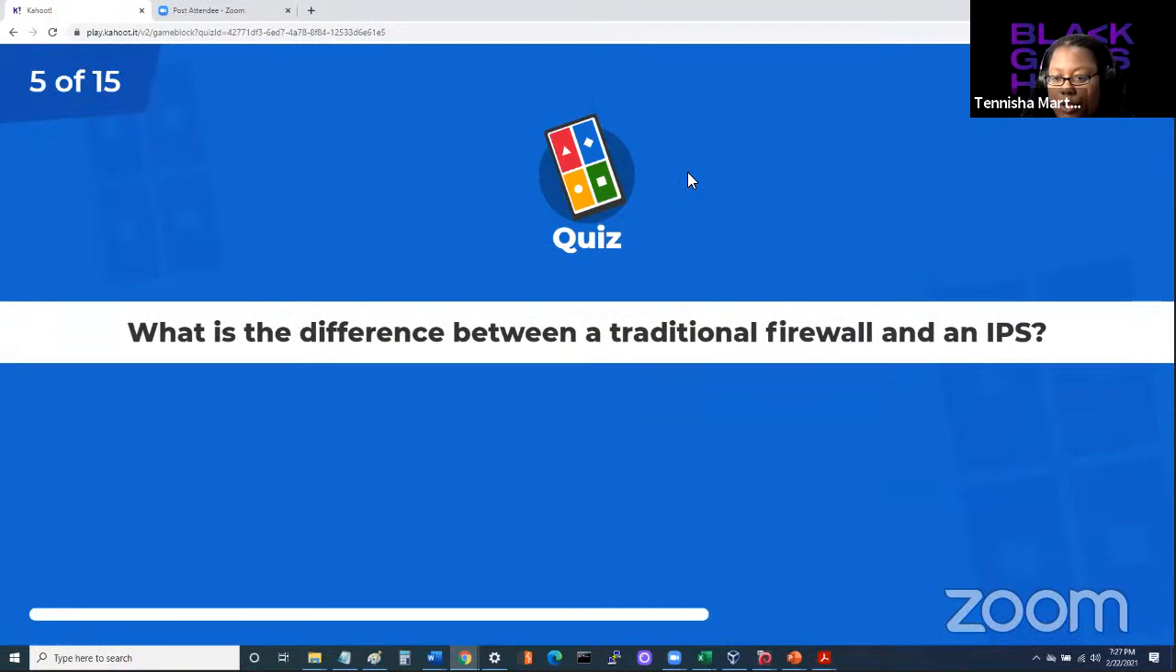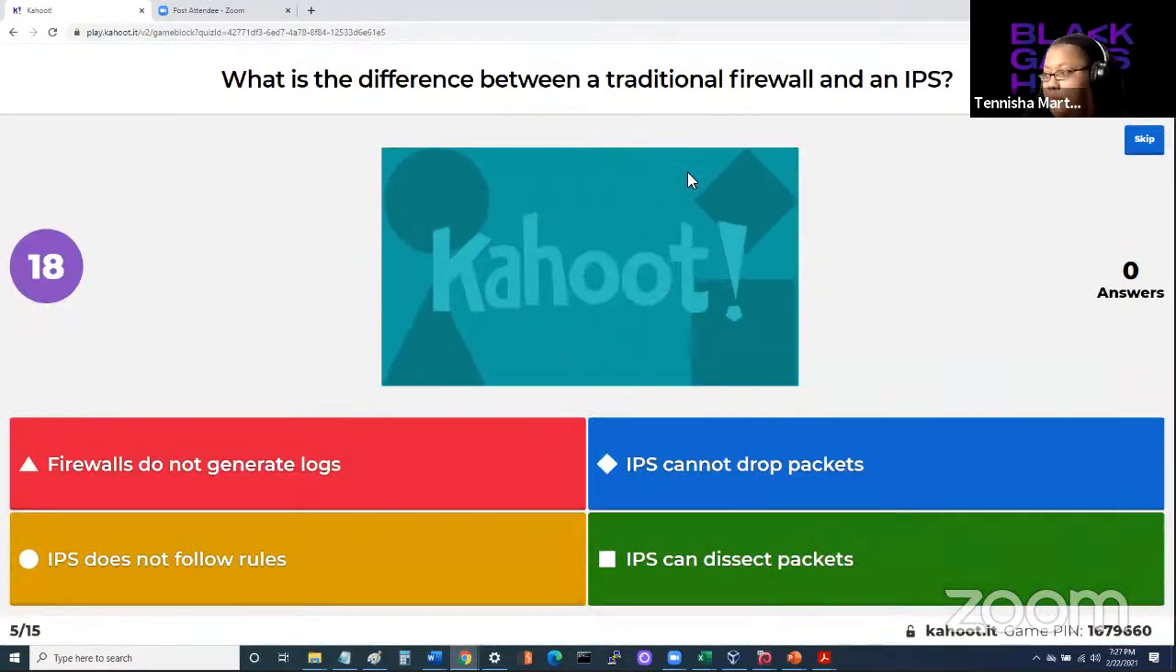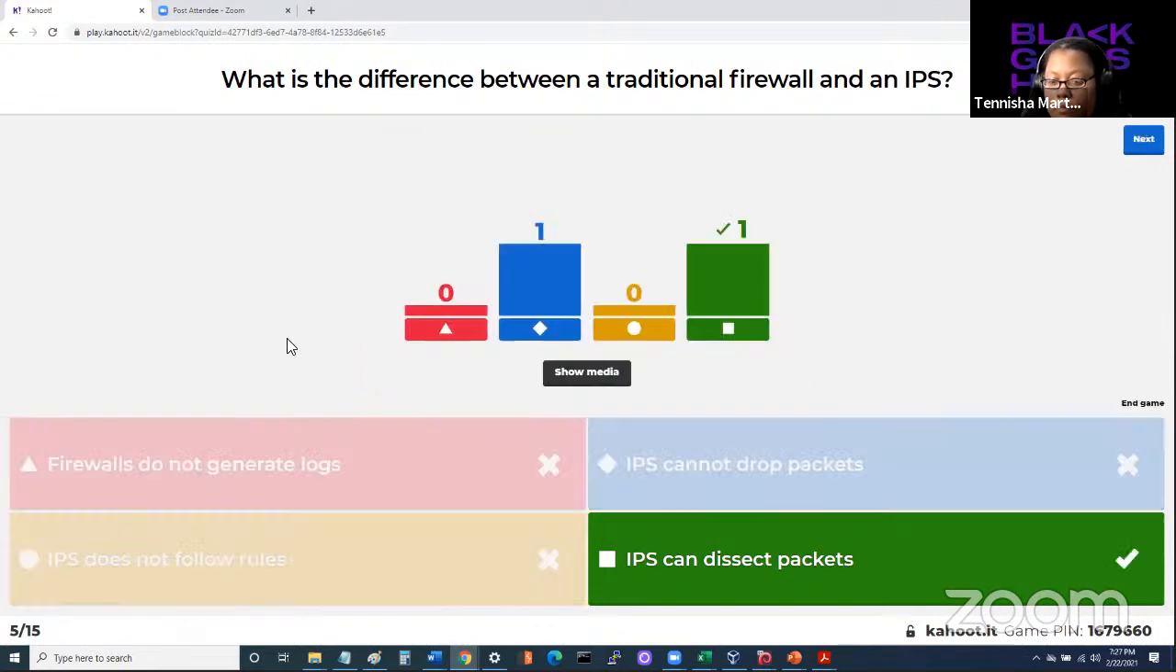What is the difference between a traditional firewall and an IPS? Yes, IPS can detect packets, intrusion prevention systems, if you did not know. So they can actually take action, whereas the other, like IDS, for example, cannot. And firewalls do, in fact, generate logs.